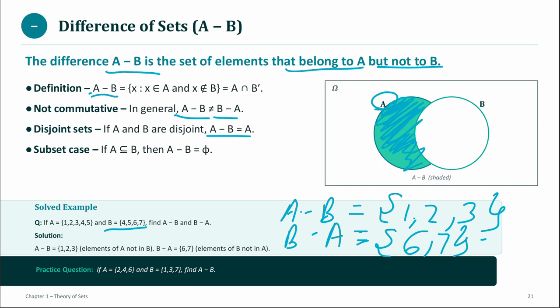Let us do this practice question. If A is equal to 2, 4, 6 and B is equal to 1, 3, 7, find A minus B. So I told you these sets are disjoint sets. That basically means that A minus B is equal to A itself. Therefore, it is going to be A is equal to 2, 4, 6. Fine. Let us move forward.